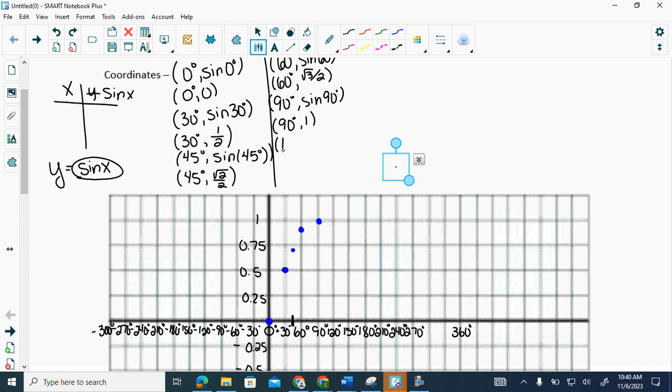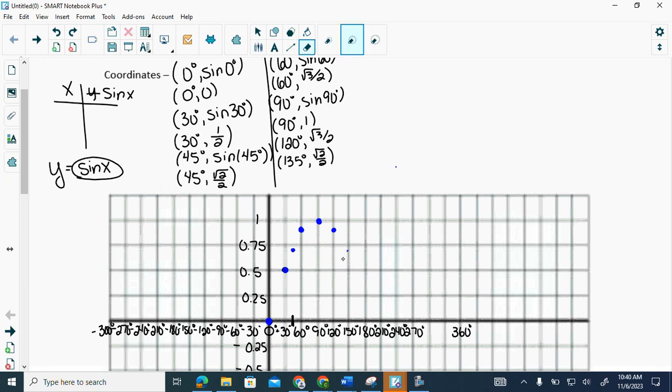So if we go to 120, what's sine of 120? Root 3 over 2. So I'm at 120 and root 3 over 2, which is 0.8660, should be the same, right? Then if I do 135, light bulbs are hitting, this is good. 135, sine of 135 is? Root 2 over 2, 0.707, so symmetrical. Look at that. It's crazy.